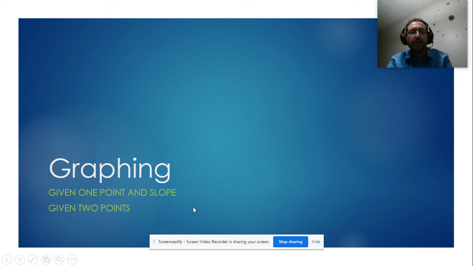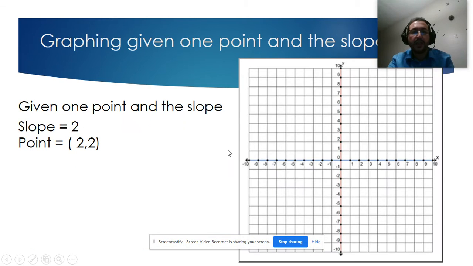Okay, today we're going to learn about how to graph when 1 point and the slope is given, or when the 2 points are given. Let's start with examples when 1 point is given and the slope is given. In this example, we had a slope of 2 and the point is (2, 2).